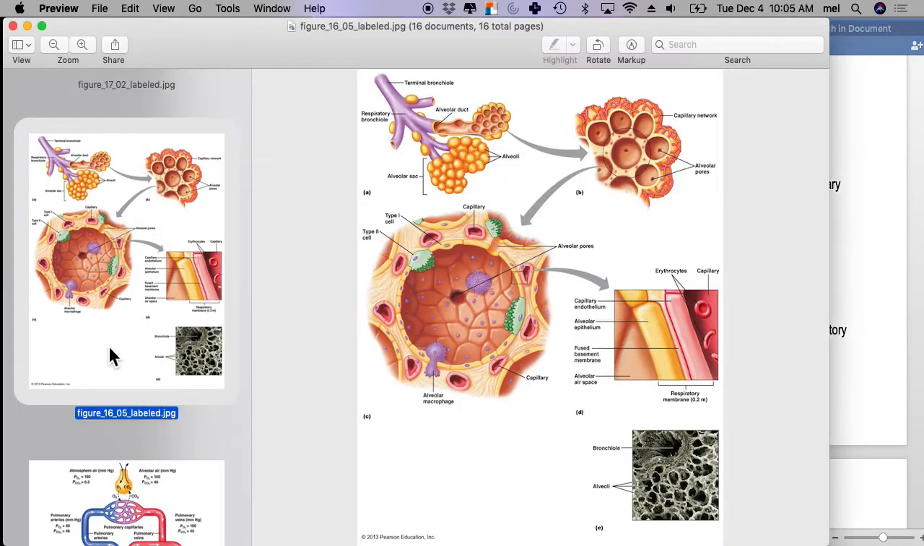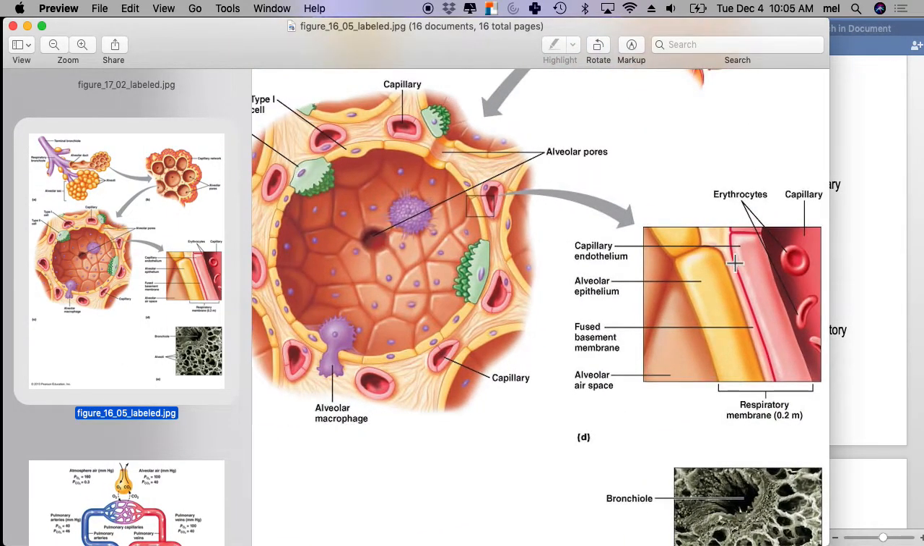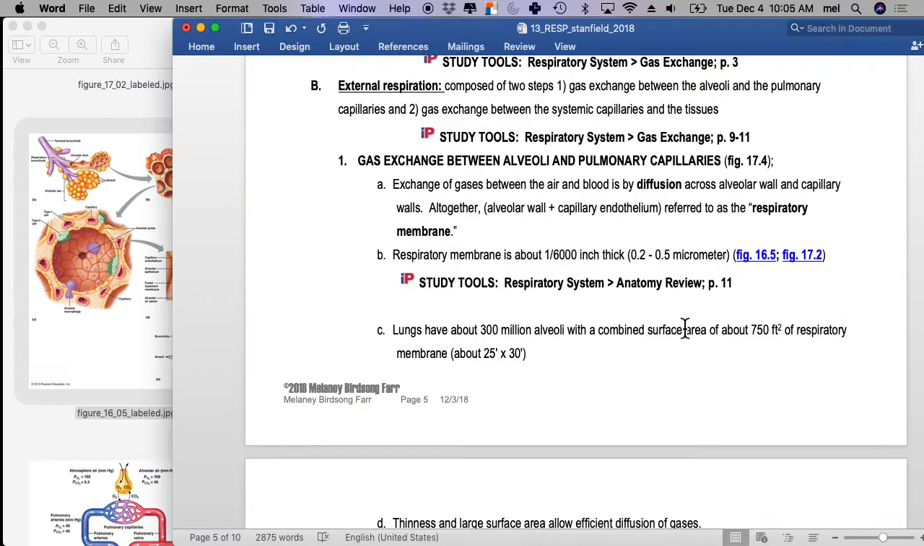The respiratory membrane is a tiny, thin membrane that basically just has the wall of a capillary right next to the wall of an alveolus. It's super thin, about 0.2 of a micrometer, or 1/6000th of an inch. And there's so much of it that you do gas exchange super easily at your pulmonary capillary beds. You have about 300 million alveoli in healthy lungs. Of course, fewer if you have emphysema, which decreases the surface area.